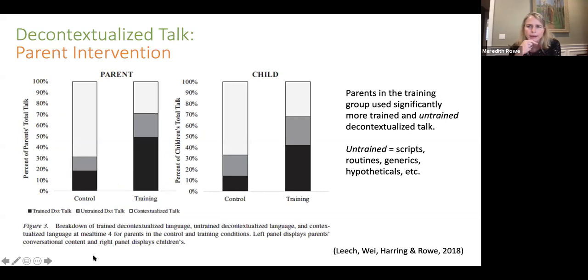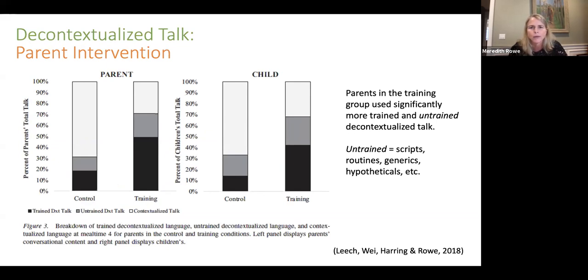We also looked at, this was sort of a post hoc analysis. We only taught the parents about certain types of decontextualized talk. Of course, there's other types of talk that we would consider decontextualized when we were coding, right? Things like hypotheticals, use of generics, right? You can think there's all other good abstract stuff going on. And so we did just look at that as well.